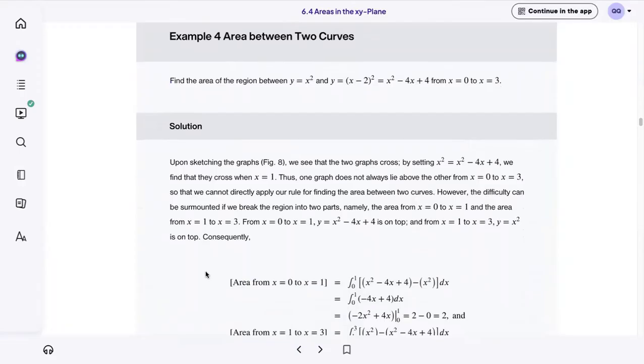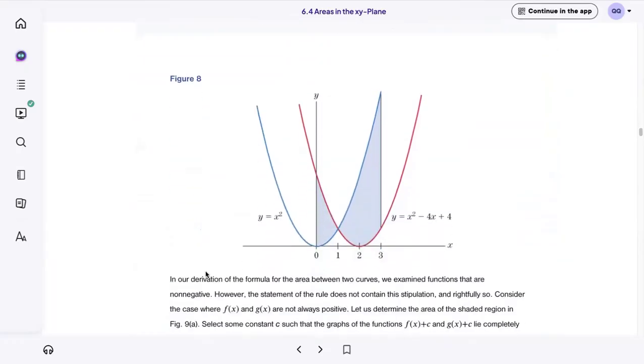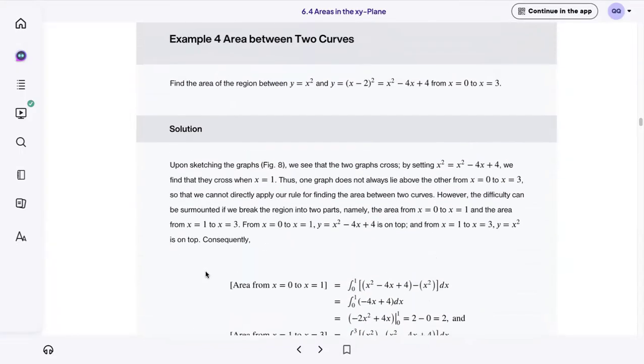Let's see these two. This one. So that's a graph. So let's see this one.